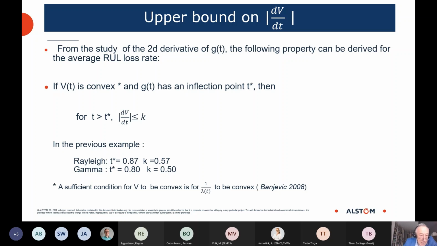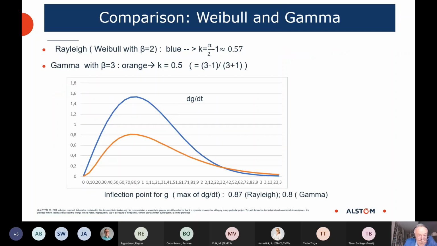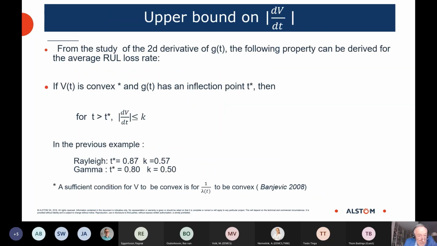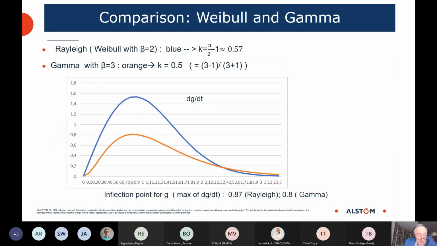So in our case here, in the examples I took, you can see the inflection point here, 0.8, 0.87. So we can see that after 0.87, the average loss rate of RUL will be less than 0.57 or 0.50, depending whether you look at Rayleigh or gamma. So what does it say? It says that after some time, we have a bound on how quickly the MRL will decrease. It will decrease actually less quickly than in the beginning.